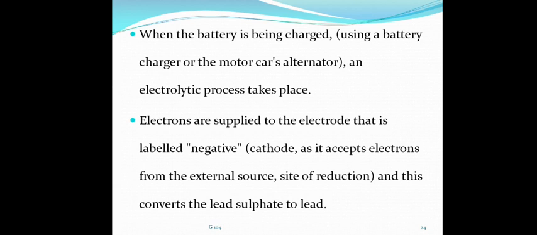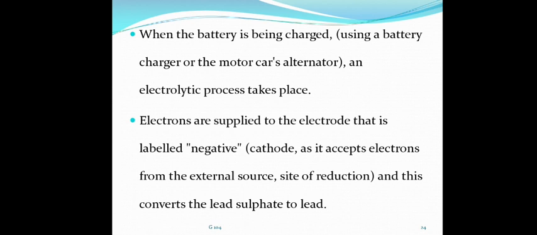When the battery is charged using a battery charger or motor car charger, an electrolytic process takes place. So when the battery is going to discharge completely, what do you have to do? You have to charge it again. It can be charged using a battery charger, or a motor car contains an alternator driven by the petrol engine. In an electrolytic process, electrons are supplied to the electrode labeled negative, which becomes the cathode as it accepts electrons. In a galvanic cell, the cathode is positive and the anode is negative.